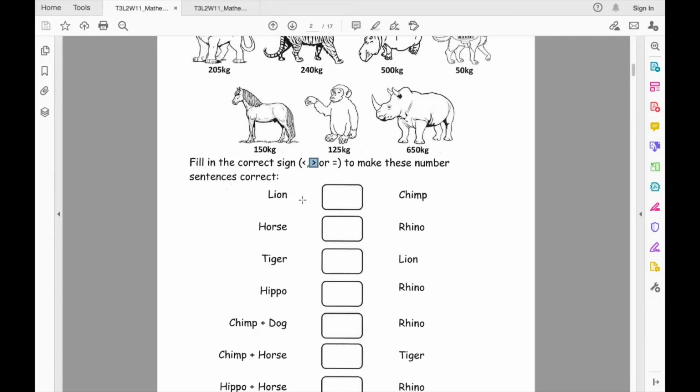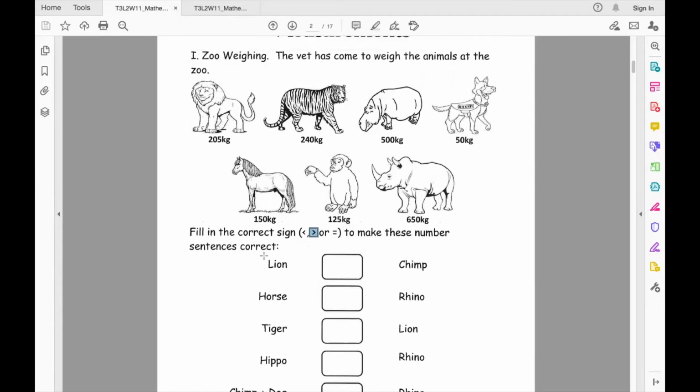Okay, so for example, let's have a look at the lion. The lion's over here, 205 kilograms. Now let's find the chimp, otherwise known as the chimpanzee, which is the monkey. It's over here, 125 kilograms. Now, which one's heavier? Is 205 kilograms heavier than 125 kilograms, or is 125 kilograms heavier than 205 kilograms? You should have figured out that 205 kilograms is more because a lion is heavier than a chimpanzee.